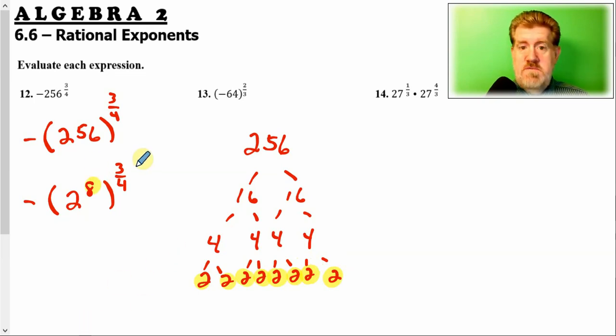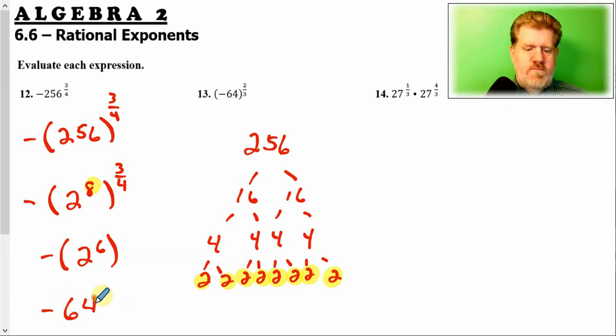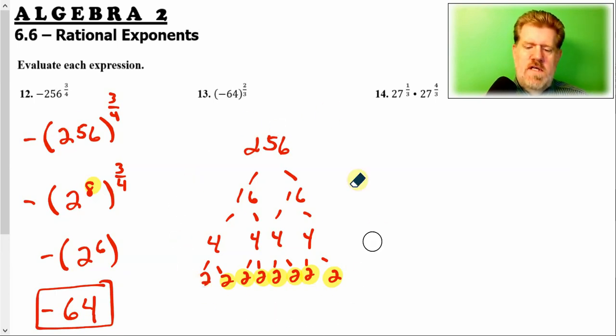And once I know that, now I just multiply by 3/4. So 8 divided by 4 is 2. 2 times 3 is 6. So it's really 2 to the 6th power. And what is 2 to the 6th power? Let's see. 2, 4, 8, 16, 32, 64. 2 to the 6th is 64. So this becomes negative 64. Now you can see how it works.